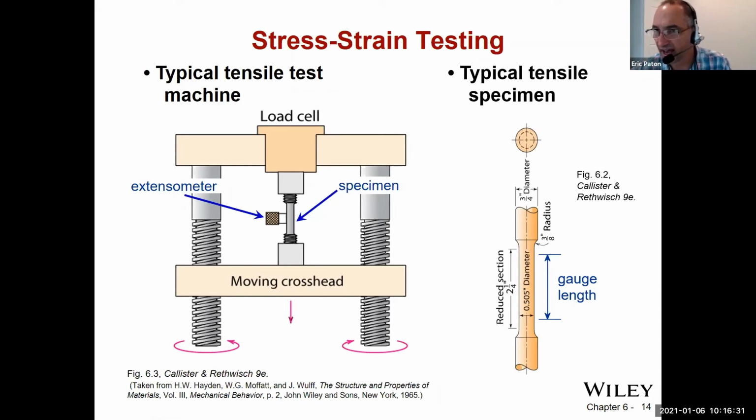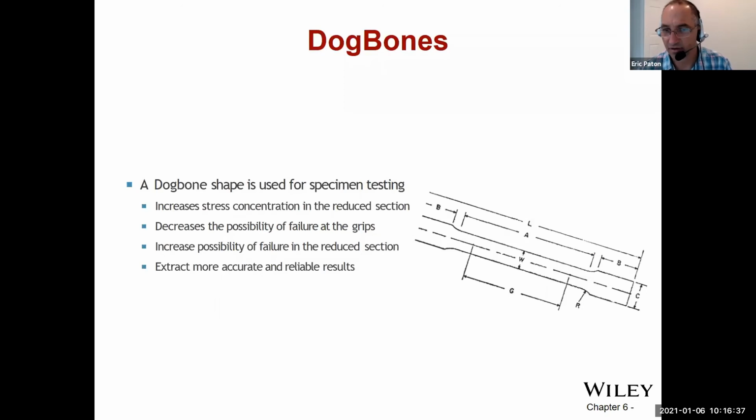But in our lab, we are using what are called dog bones. And dog bones are just sheet aluminum, which we CNC into a narrower section.